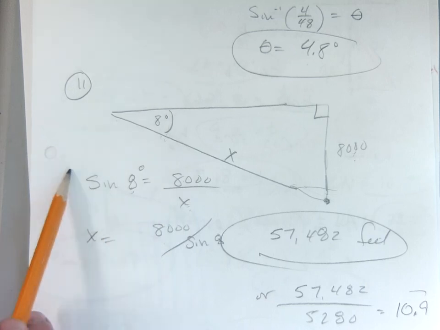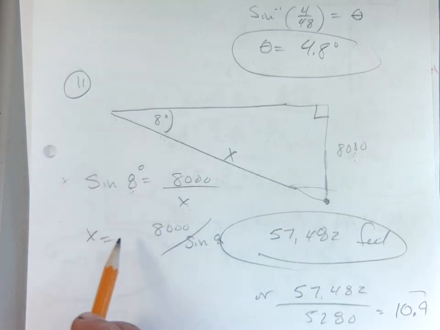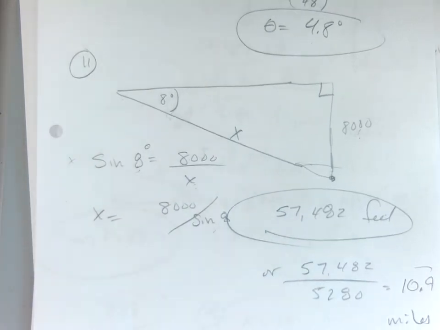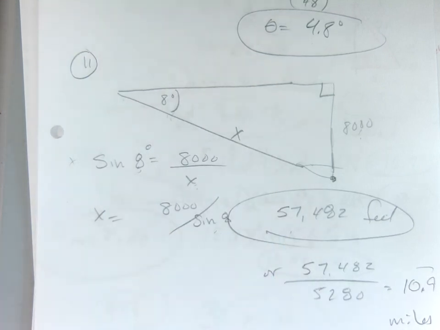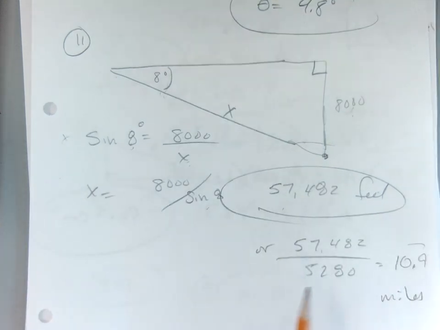I multiplied by x, and then I divided by sine of 8, and I used my calculator. 8,000 divided by sine of 8, and I got about 57,482. You don't have to do that. That answer is fine. I just wanted to know how many miles. So I divided by 5,280. I got about 10.9 miles from the airport.